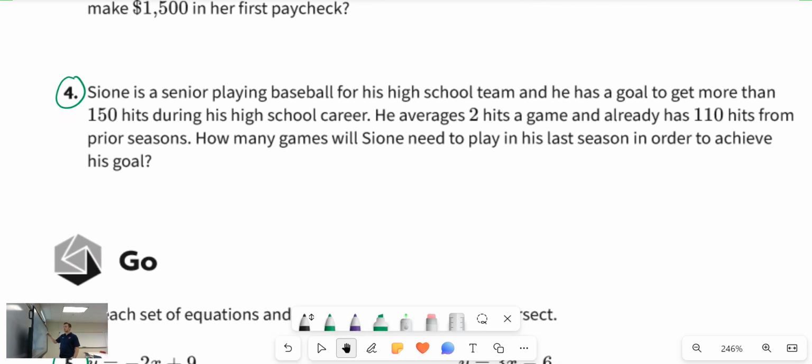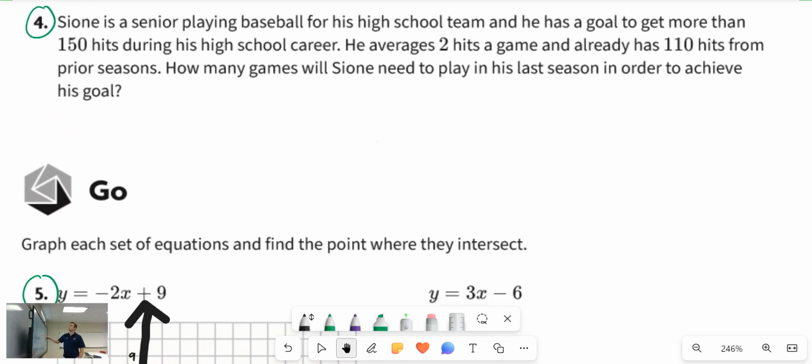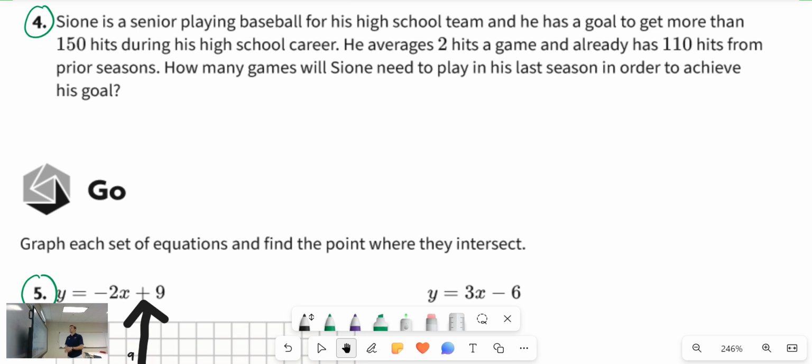All right, and we're skipping number 3. Number 4. Oh, I don't know how to pronounce this name. Maybe it's Sione, maybe it's Sione. Who knows? But we'll go with Sione.